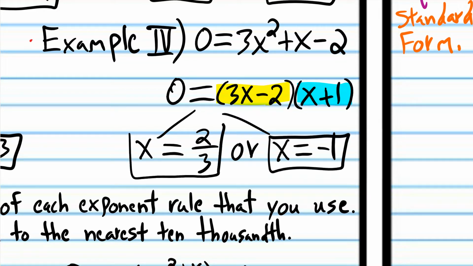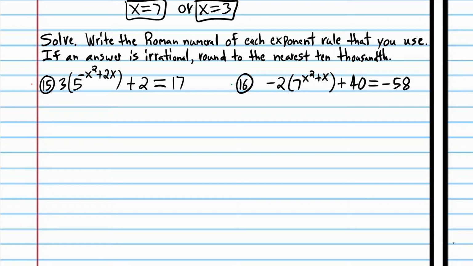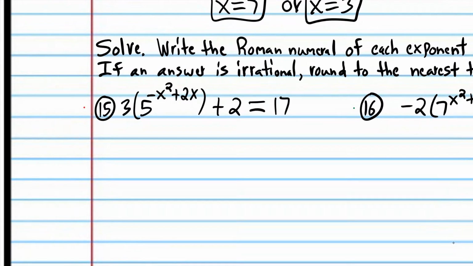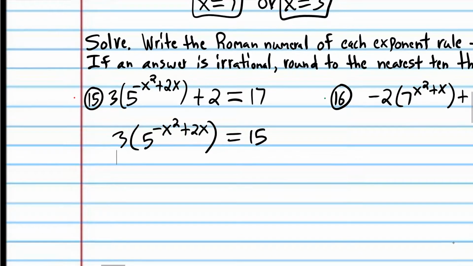So in some of these problems, you will see this type of situation where you have to factor, and the coefficient of x squared is something other than 1. So now we're going to solve equations that require us to solve a quadratic equation. So we're going to isolate this expression, just like we did in the previous problems. We're going to subtract 2 from both sides, and divide both sides by 3.